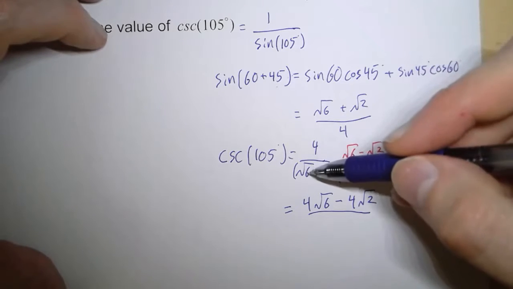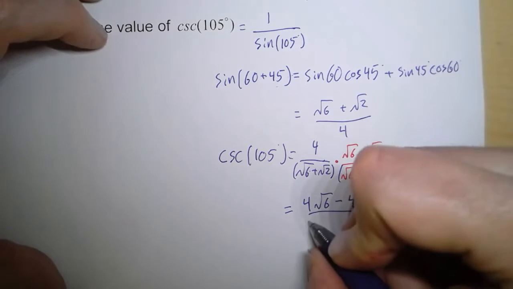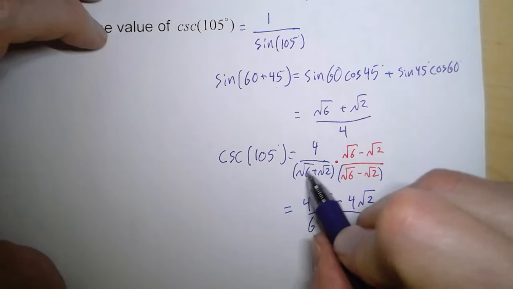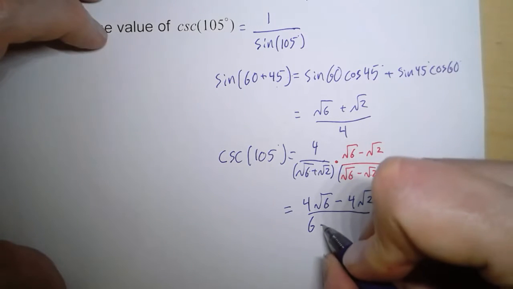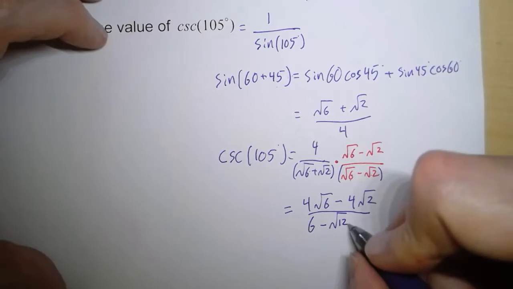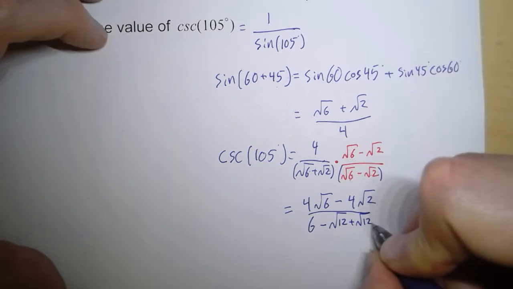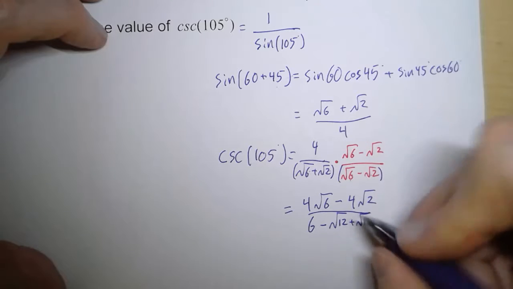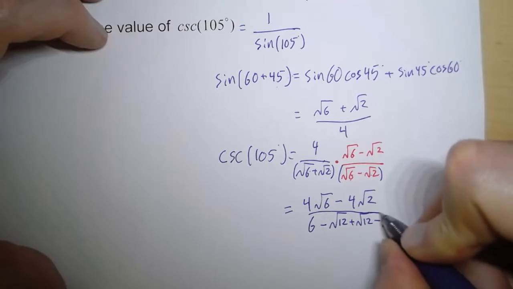Square root of 6 times square root of 6 is 6. Square root of 6 times negative square root of 2 is negative square root of 12. Square root of 2 times square root of 6 is plus square root of 12. Square root of 2 times negative square root of 2 is minus 2.